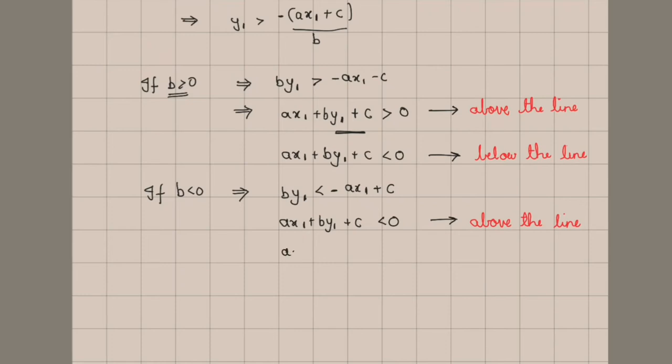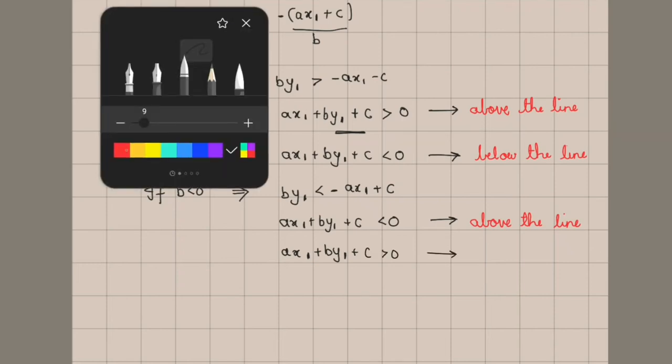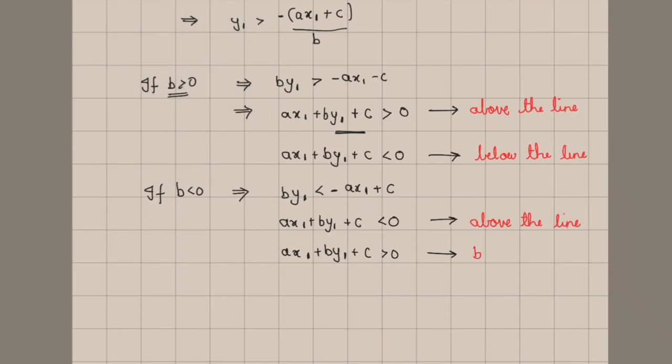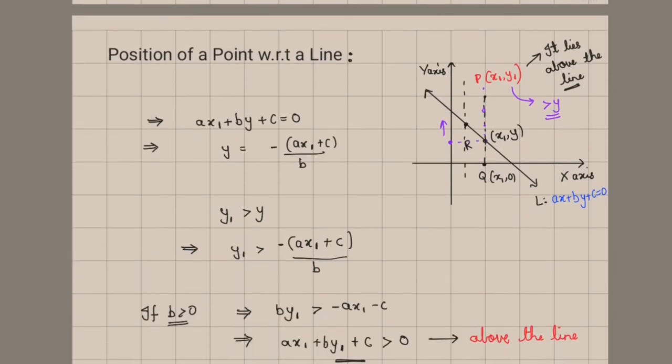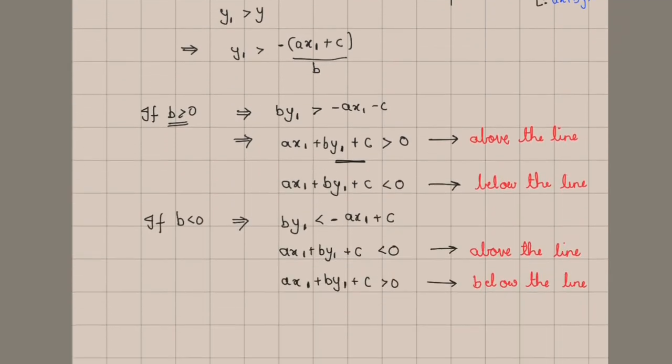Similarly, ax1 plus by1 plus c is greater than 0. This means below the line. Did you get that? See, if any point P is above the line, which means if we substitute that point P, it should give greater than 0 when b is positive.